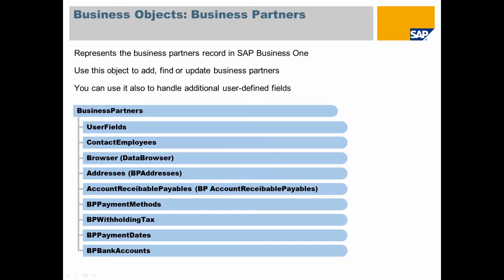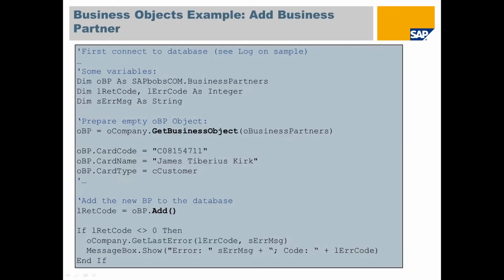The sub-objects represent the tabs and the folders of the business partner master data form. The layout of other business objects is similar to this business object. So for the first example, how can we create a business partner using the API code? This is the code, the script, to add a sample business partner.